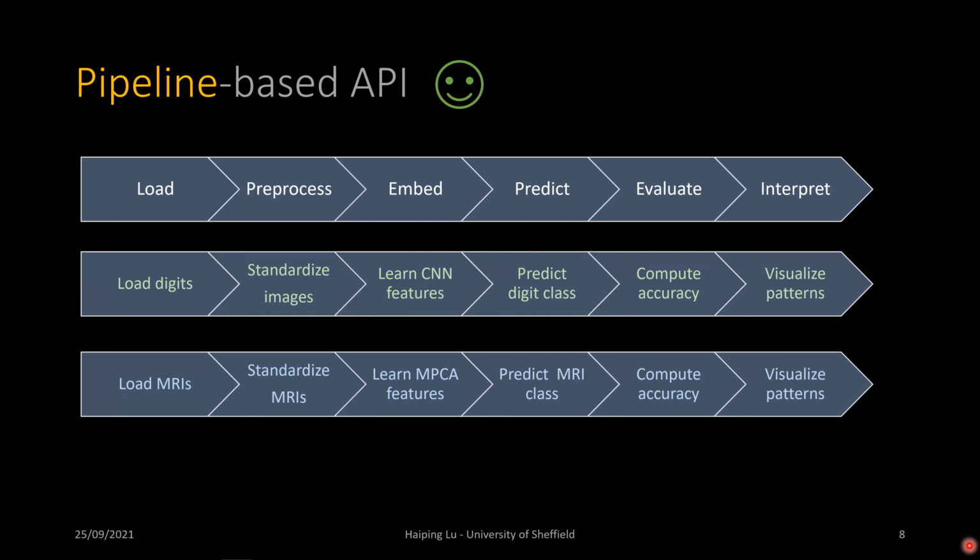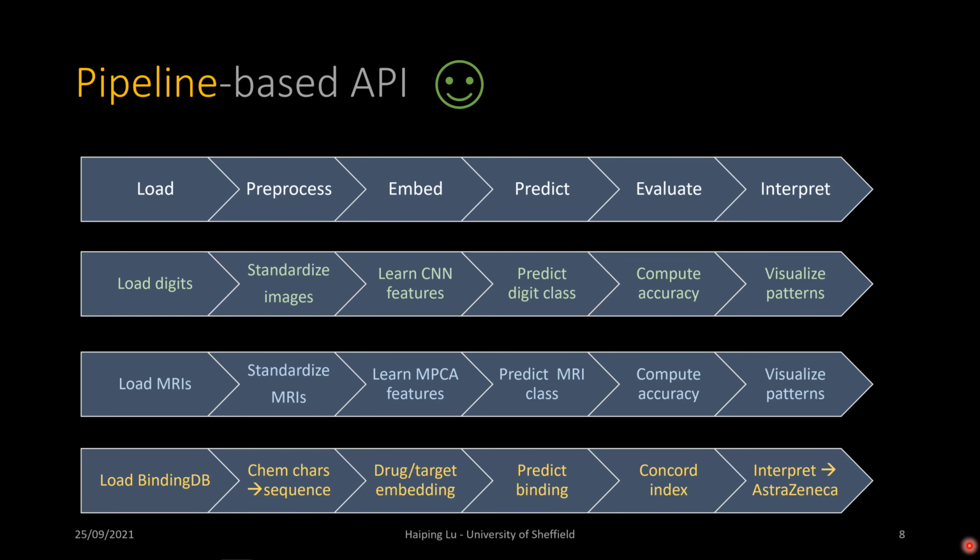In one of our medical imaging pipeline built in Sheffield, we load the MRI images first and then standardize them into a consistent format. And then we learn the multilinear PCA features from the standardized MRIs. And then we build a classifier to predict the MRI classes. And then we compute the accuracy and visualize the learned features for interpretation.